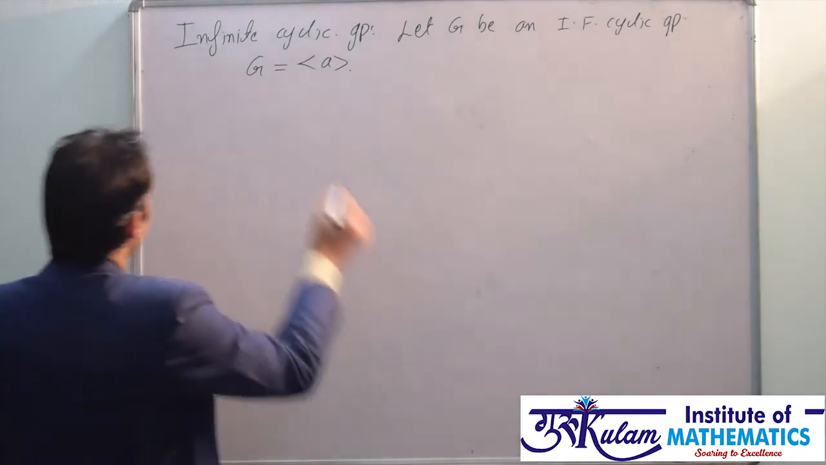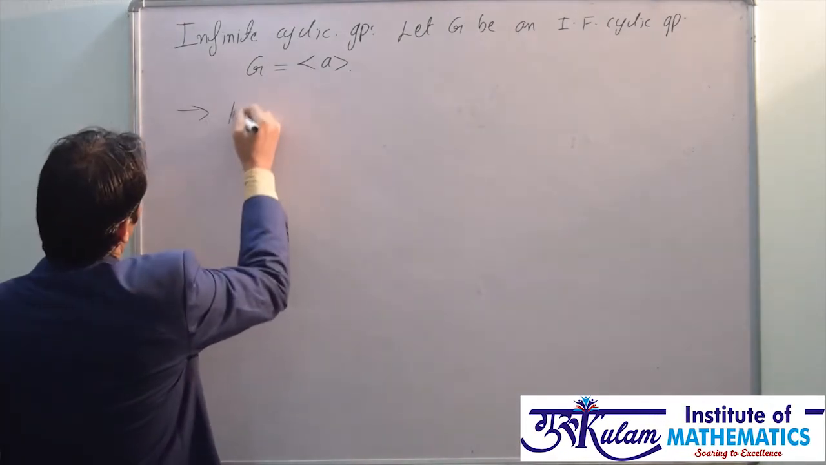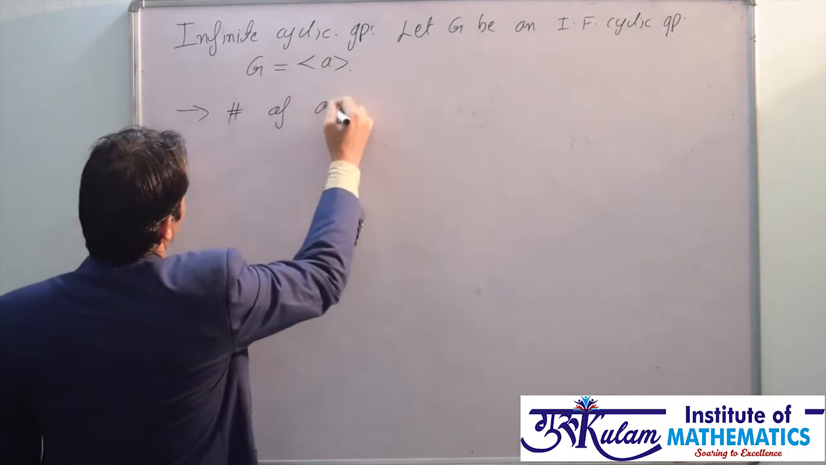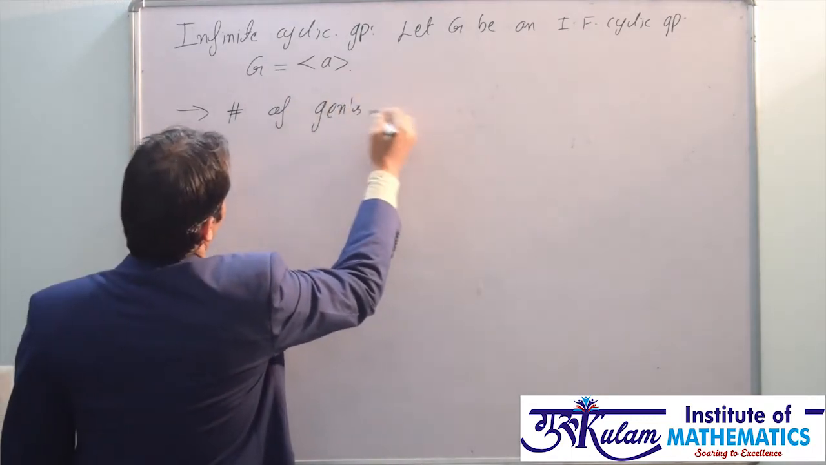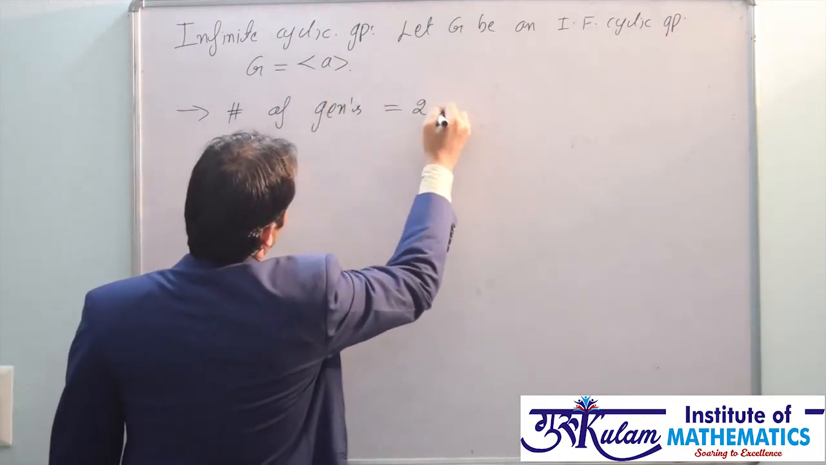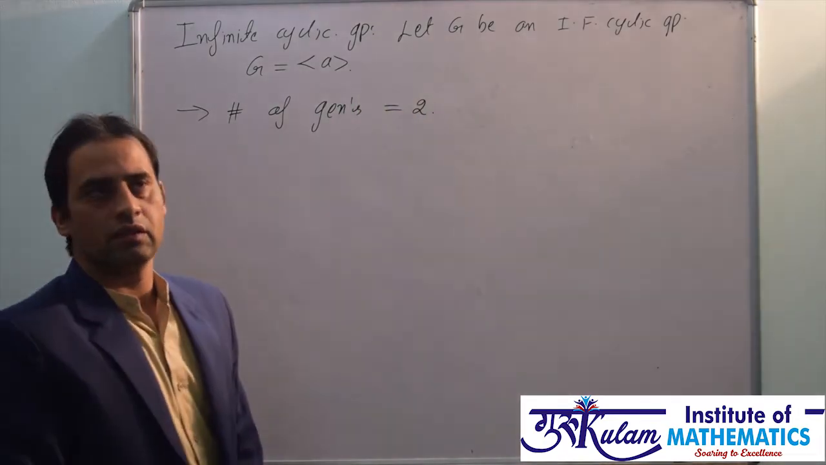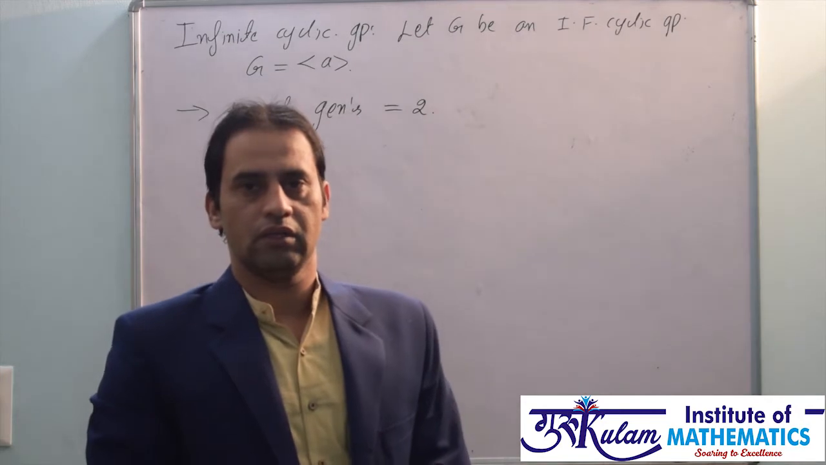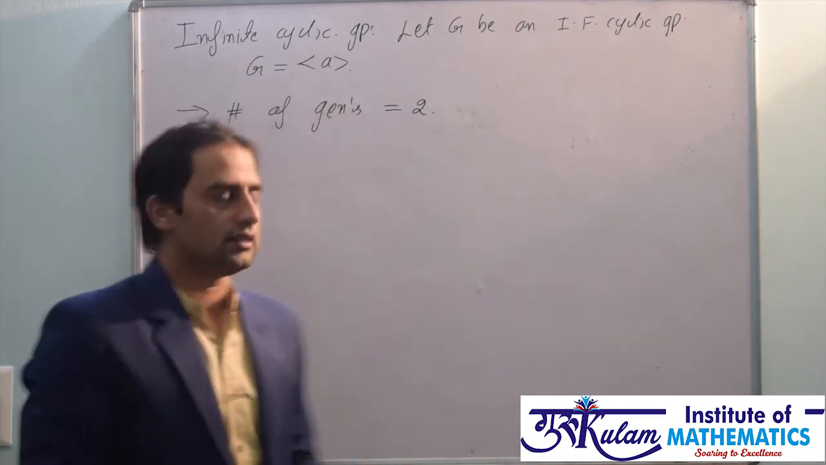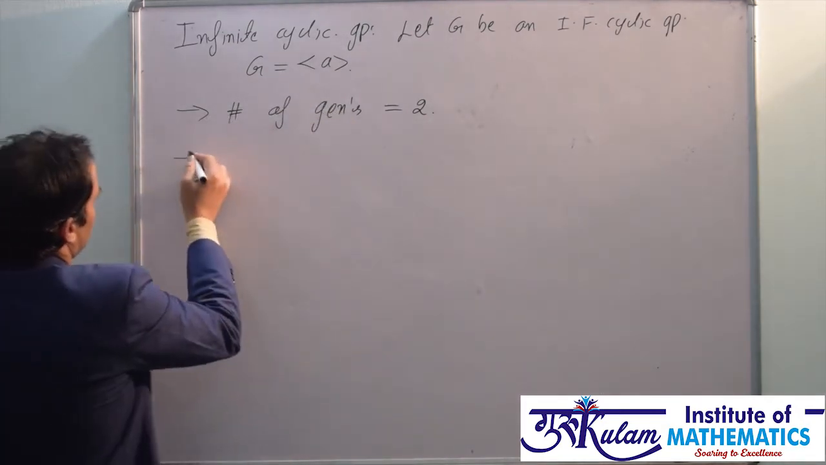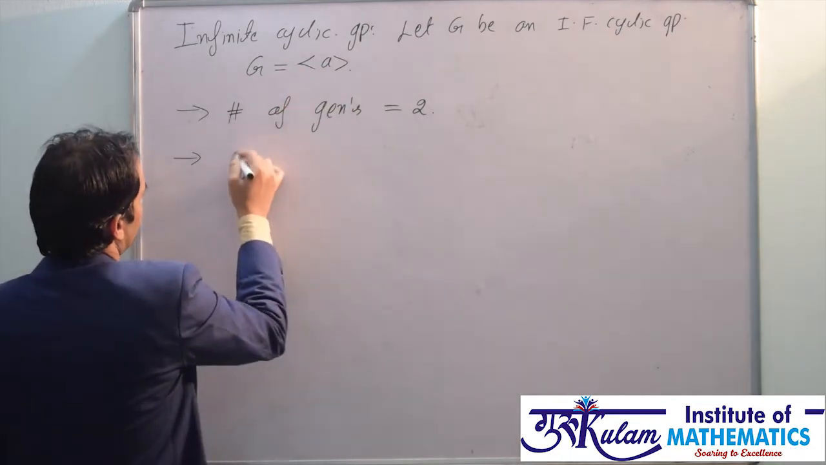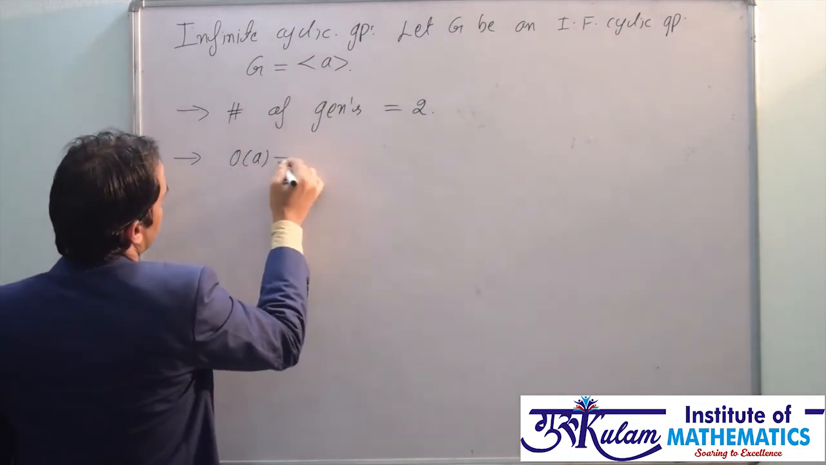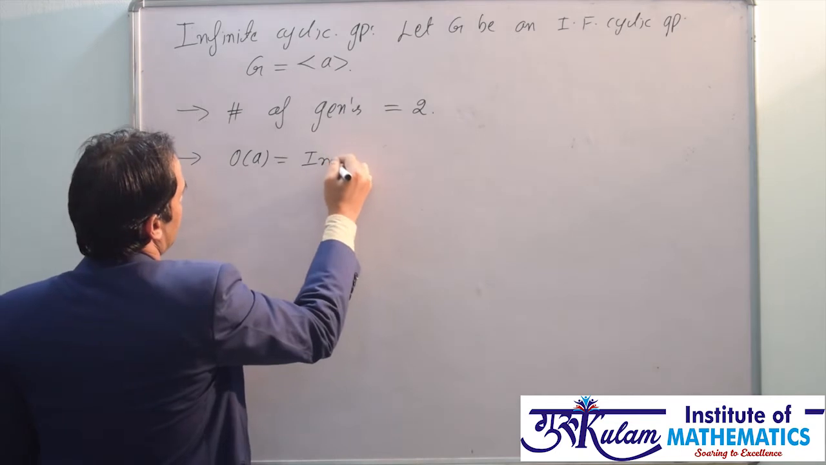So the first property is the number of generators. There are exactly two generators. One is A and the second one is the inverse of A, if we are assuming A is a generator. Second property, if A is the generator, then the order of A must be infinite.